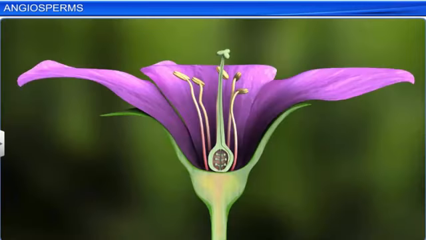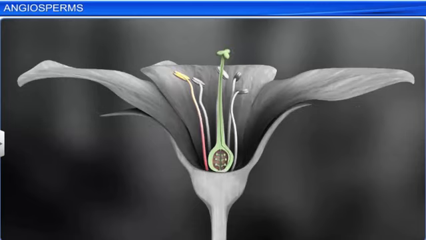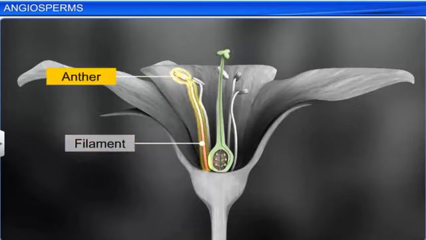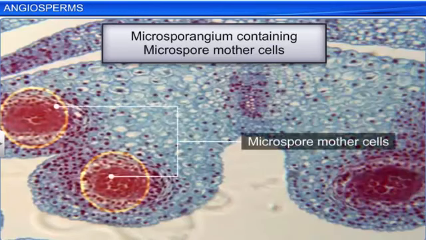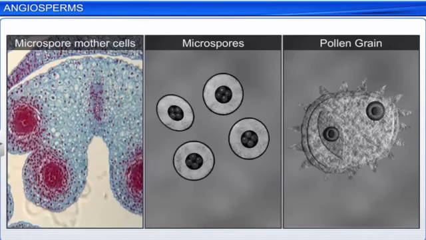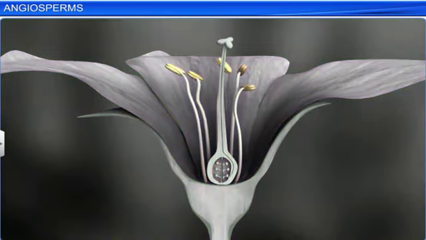A typical flower of an angiosperm contains the stamen and the pistil, the male and female sex organs respectively. The stamen consists of two parts, filament and anther. The microsporangia inside the anther contain the microspore mother cells. These mother cells undergo meiosis to produce microspores, which then develop into pollen grains, the male gametophytes. The pollen grains are produced inside the anther.